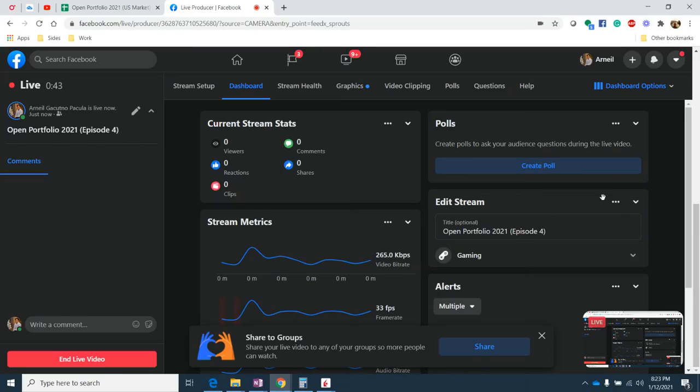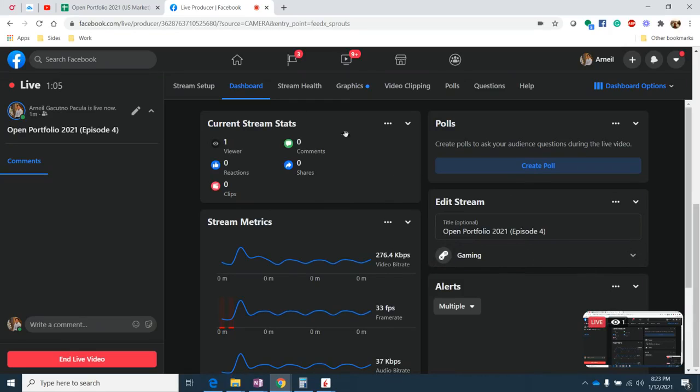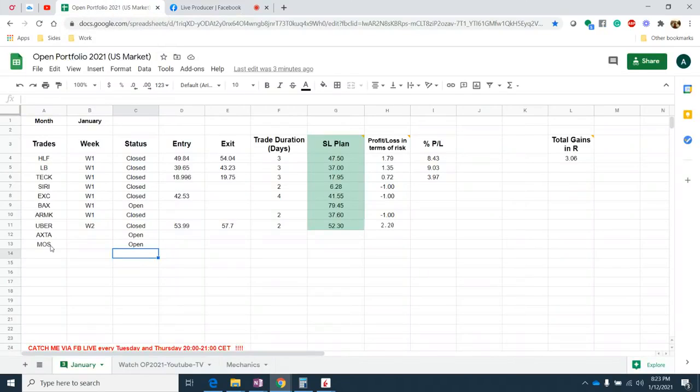So in this Open Portfolio 2021, you will be able to learn the strategies that I am using, how I am selecting the stocks, how I am trading them, how I am taking my profits, how I am placing my stops, and basically what kind of psychology I am implementing during my trades. So today, guys, what I'm going to share with you is the trades that I just closed.